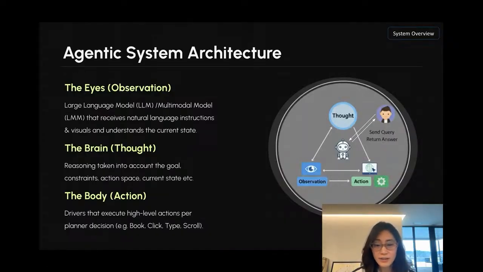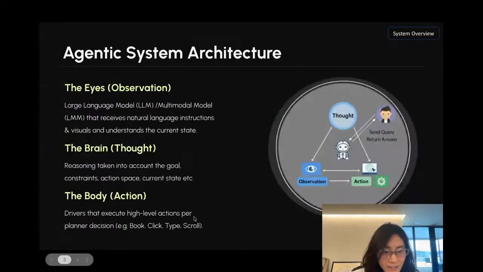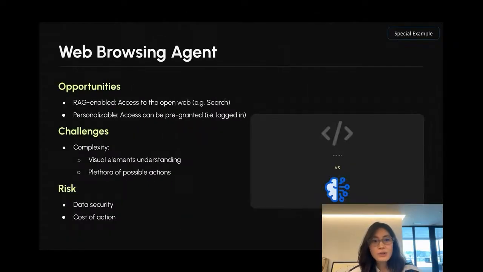Okay, so we're going to illustrate this a little bit better with an example of a web browsing agent. And why is this an especially interesting example? There are a lot of opportunities that you can unlock with a web browsing agent. First of all, it is RAG enabled already. RAG stands for Retrieval Augmented Generation. For any agent to generate an action, it needs to be based on some observations and thoughts, as we talked about earlier. Retrieval Augmented Generation will decrease the possibility of hallucination.